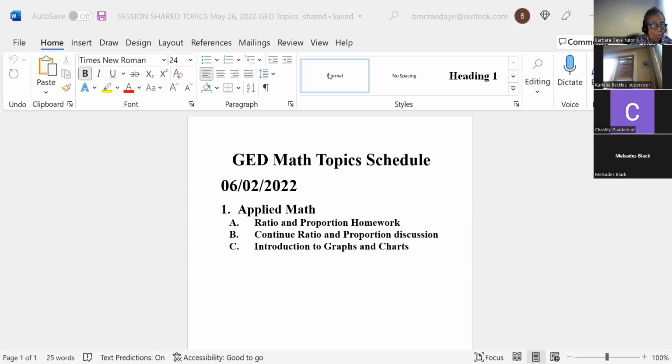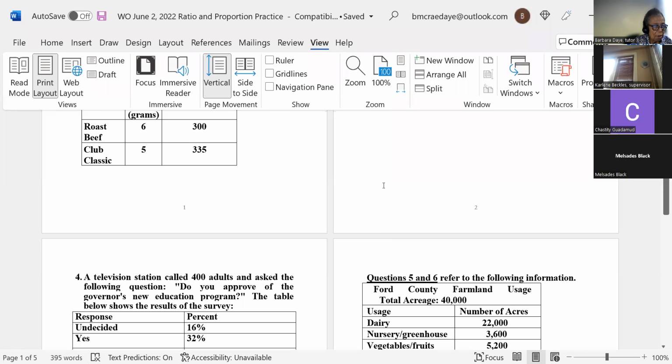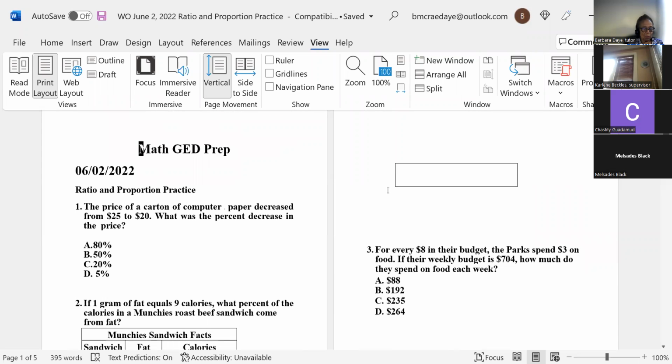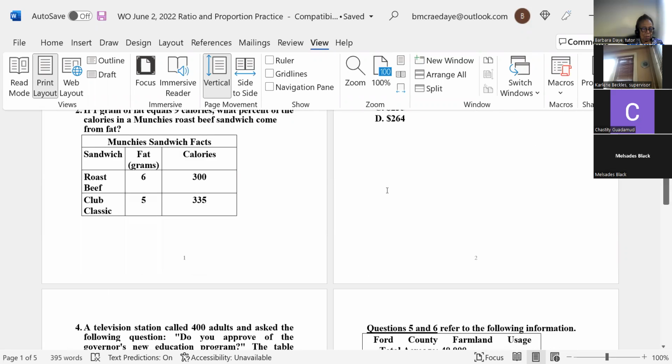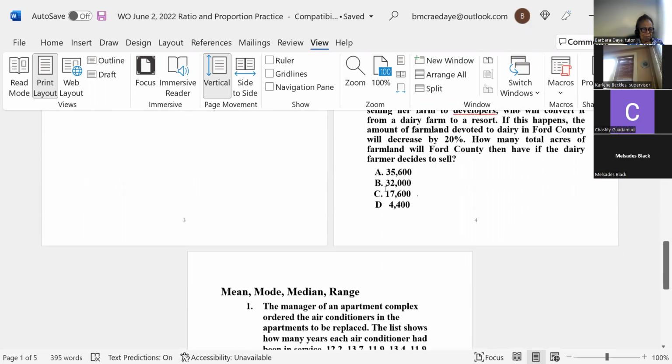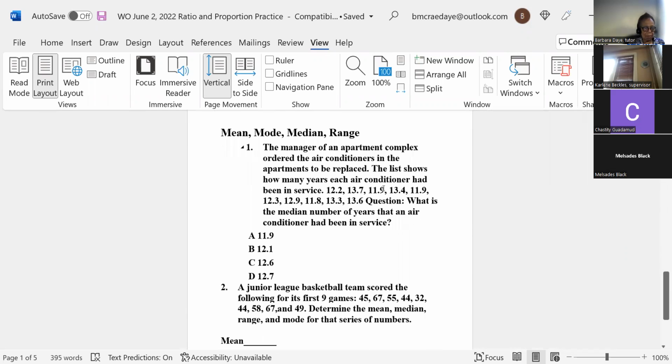Let me do a new share and bring up the homework. Okay. All right, now we'll go through the mean, mode, median first. Well, you didn't have any problems on those. And I was glad to see you got number one right, Mercedes, because it had decimals. And we had been mostly dealing with whole numbers.